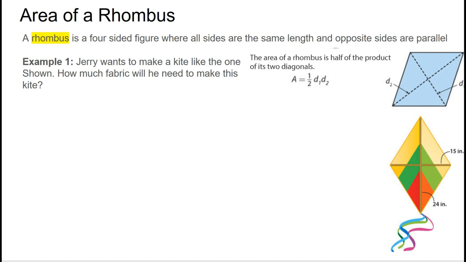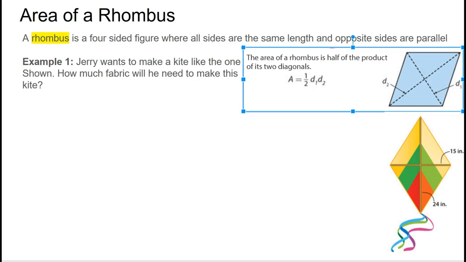So the area of a rhombus is half the product of its two diagonals. Okay, we need to know what that means. So the diagonals are just from one corner across to the other is one diagonal. From the other corner across is the second diagonal. And I apologize for the poor writing there. So in order to find the area of a rhombus, we just do 1/2 diagonal 1 times diagonal 2. So let's look at our example. It says Jerry wants to make a kite like the one shown. How much fabric will he need to make his kite?